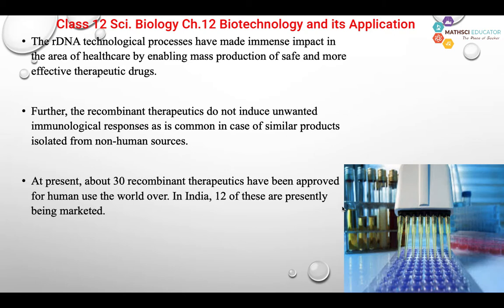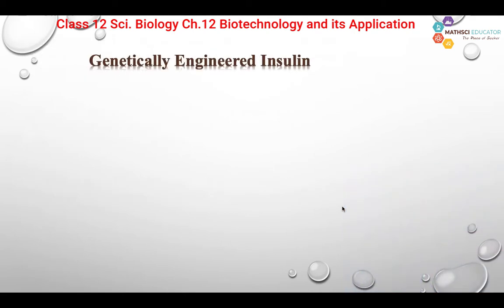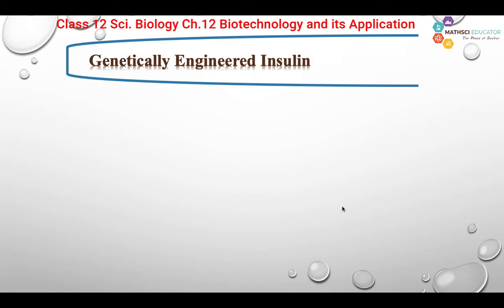Right now, about 30 recombinant therapeutics have been approved for human use worldwide, and in India, 12 of these are presently being marketed. Among these, today we will learn about genetically engineered insulin. As you know, what is the use of insulin? It is used as a diabetic product. मतलब डायबिटीज जिसको होती है उसके क्योर के लिए. So this is the cure for diabetic patients.